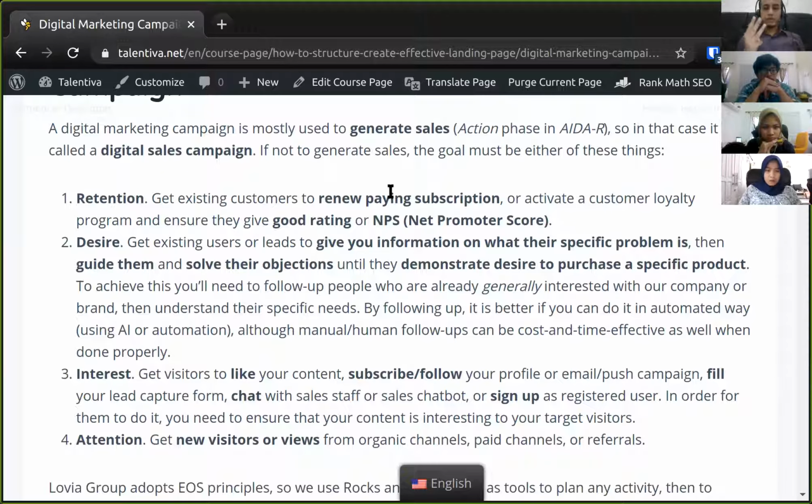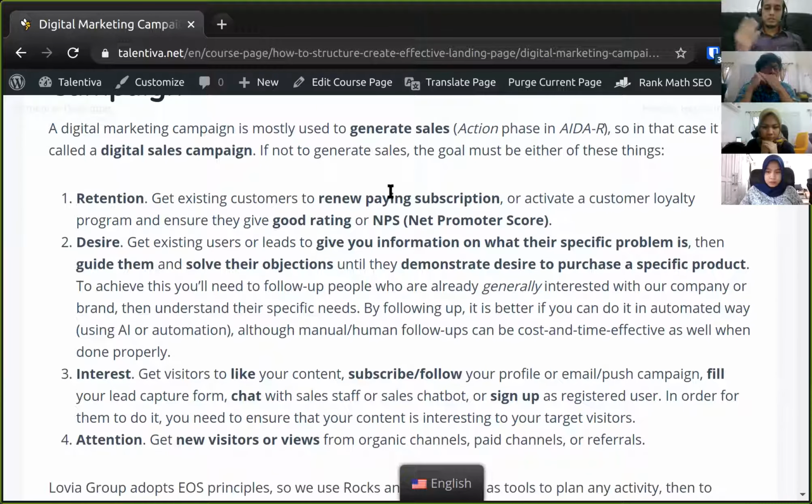The third one is the campaign can be used to generate interest. By generating interest, I mean that the user already knows that we have a website, but we do not yet know who the user is. So they are just visiting our website or maybe our app or maybe our social media, and that campaign needs to make that visitor either like, comment, subscribe, chat, contact our WhatsApp, fill a form, type the name, email, message, or sign up to our application or our website.